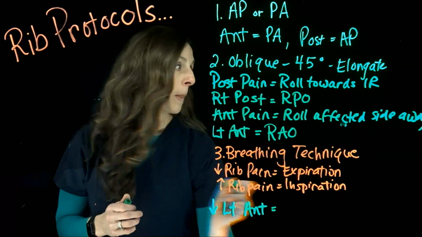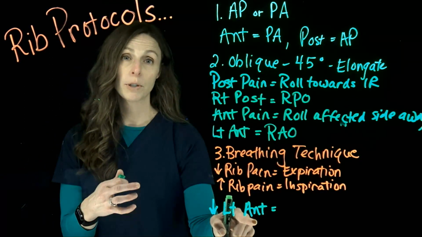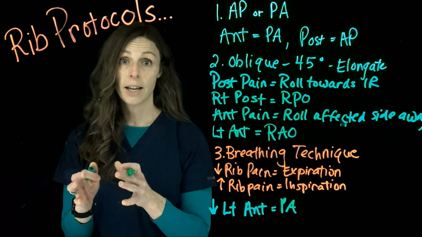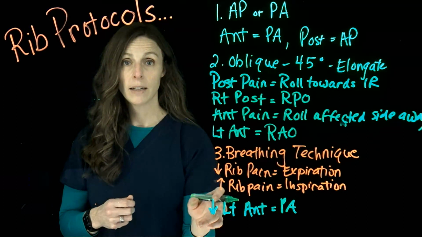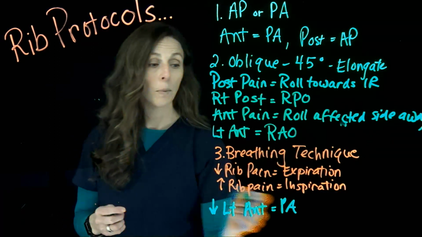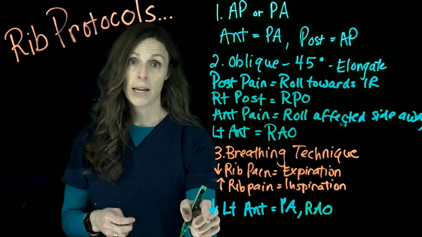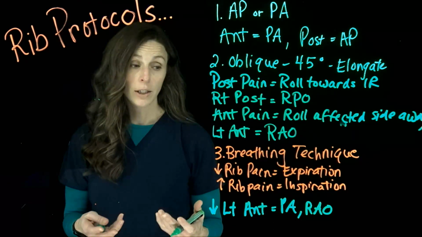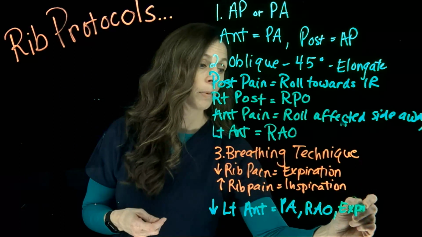Okay, well, my first image, because they have anterior pain, I want to put that side closest to the image receptor. So my first image is going to be a PA of the left side. Then I know I have to do an oblique. And when we have anterior pain, I know I need to roll that side away from the image receptor. So left side away, I'm going to do an RAO. And they have lower pain. So I know when they have lower rib pain, I need to make the exposure on expiration to move the diaphragm up and out of the area of interest. So expiration.